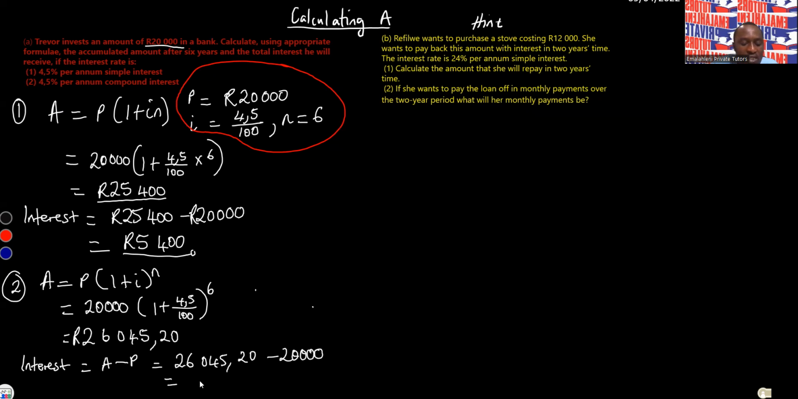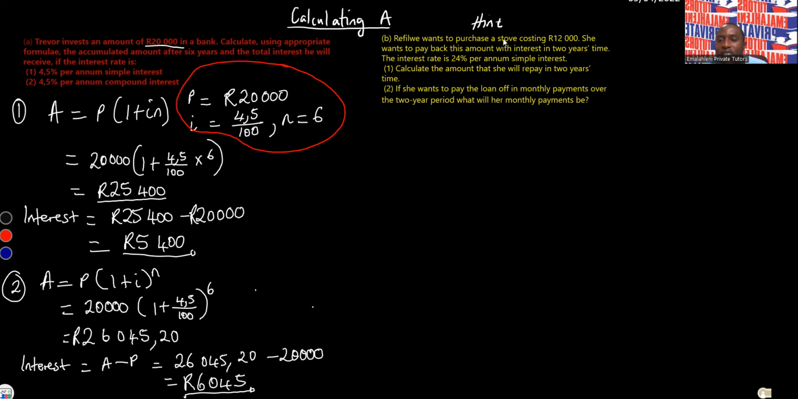This will give us 6,045. So if you round it off to the nearest whole number, you're going to have 6,045 rand. Okay. So here, when you're dealing with finance, don't forget to put the unit.